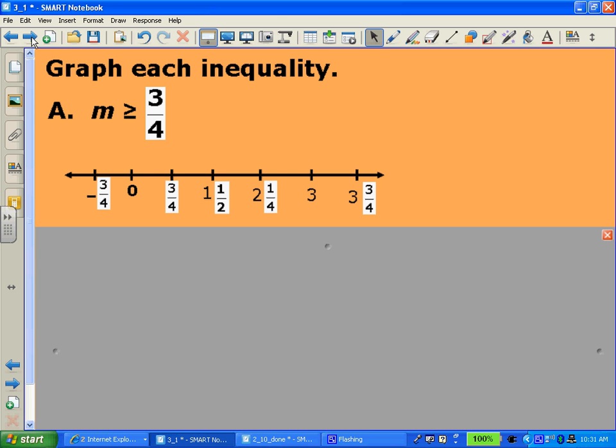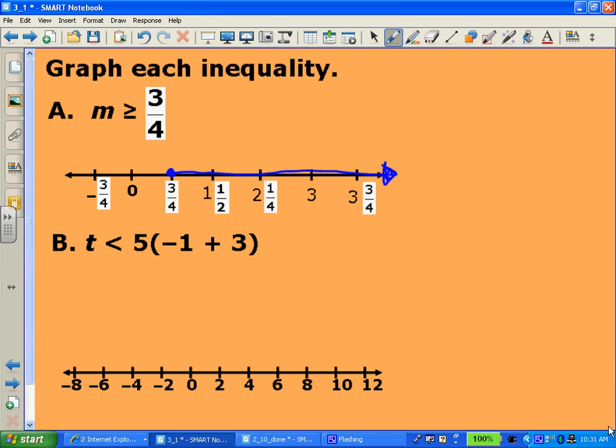So the first thing you'll do today is they'll just give you an inequality and ask you to graph it. So here I have m greater than or equal to 3/4. So the first thing I have to decide is what sort of circle I'm going to use. Well, since this is greater than or equal to, that means I have a closed circle. Alright, then greater than means that it's going to be graphed to the right. So I'm going to draw an arrow all the way to the right to show that every number that this arrow hits and beyond is part of our solutions.